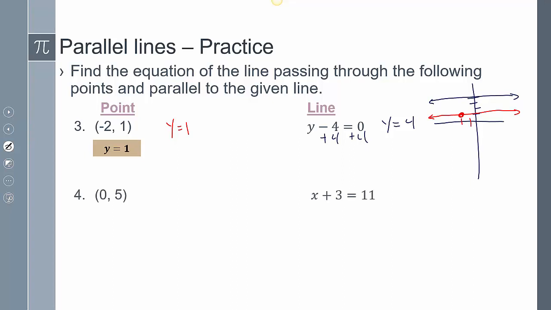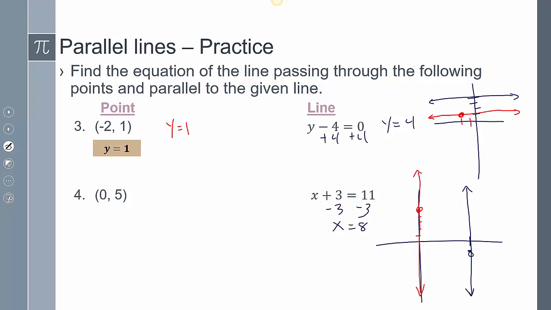My next one, if I subtract 3 on both sides, I get x equals 8. And so if this is 8, it's going to be a vertical line that does this. And so if I have this point (0, 5), it's also going to be a line that goes straight up and down. And it's going to be x equals 0. So when it's parallel, if we're talking about the y, we're going to use the y. If we're talking about the x, we're going to use the x.